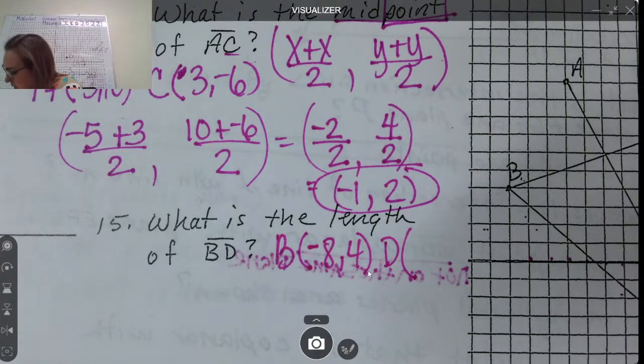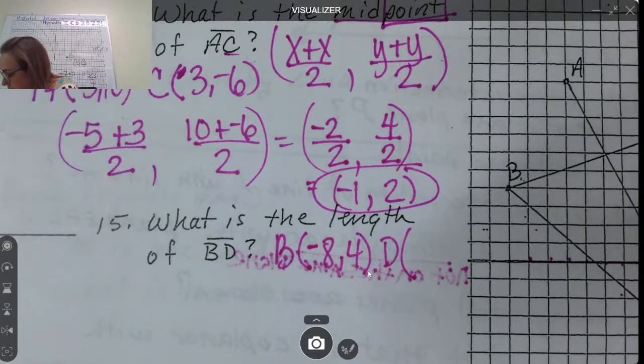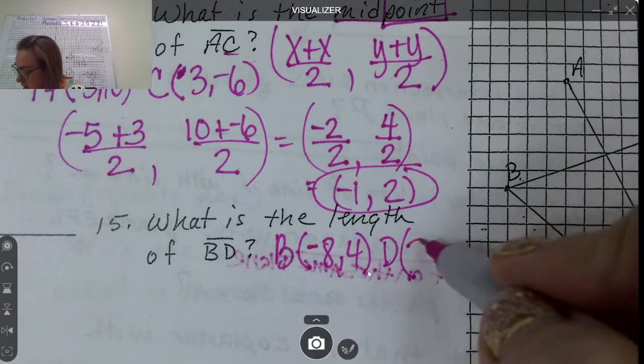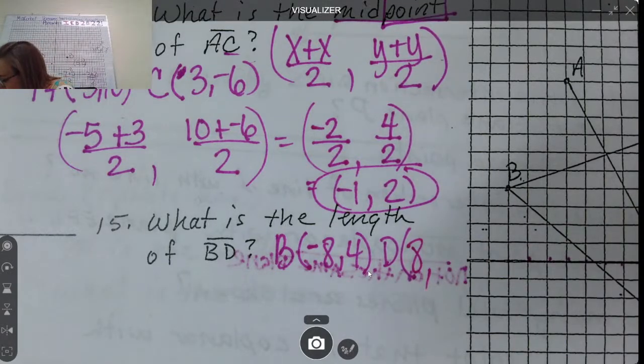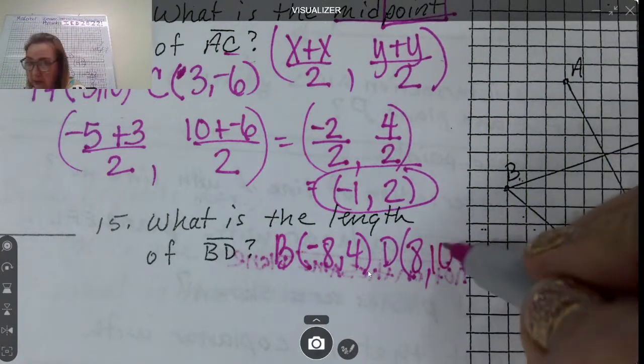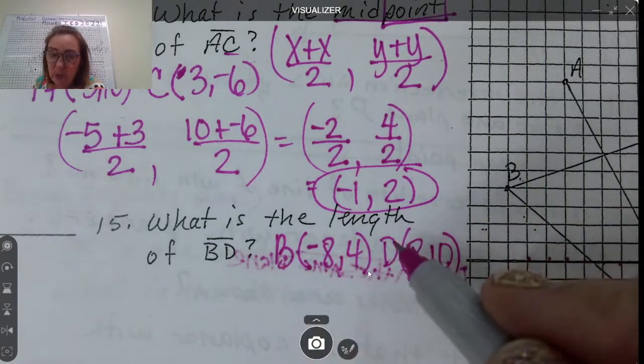D is 1, 2, 3, 4, 5, 6. I lost count. 1, 2, 3, 4, 5, 6, 7, 8. So D is 8. 1, 2, 3, 4, 5, 6, 7, 8, 9, 10. 8, 10. So to find the length of this, length just means the distance between the two points.